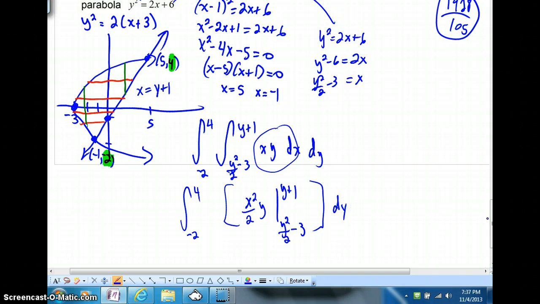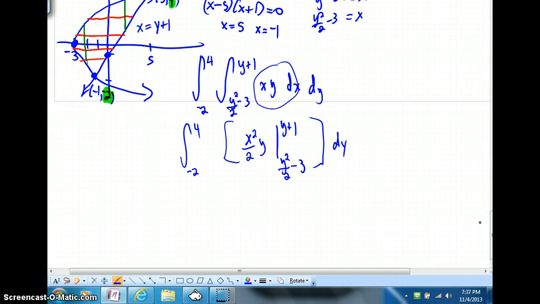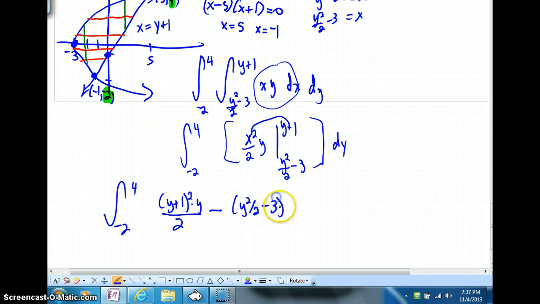Let's see, using our fundamental theorem, we can plug in y plus 1 right in here. And when we do, you'd get (y plus 1) squared times y all over 2. And then we'll say minus, well now this is going to get a little messier, (y squared over 2 minus 3) quantity squared times y all over 2.